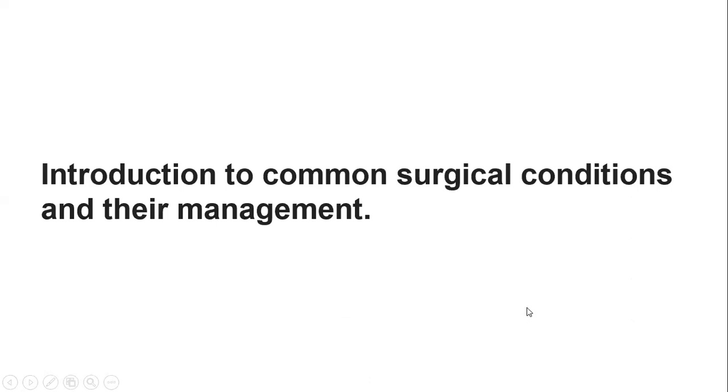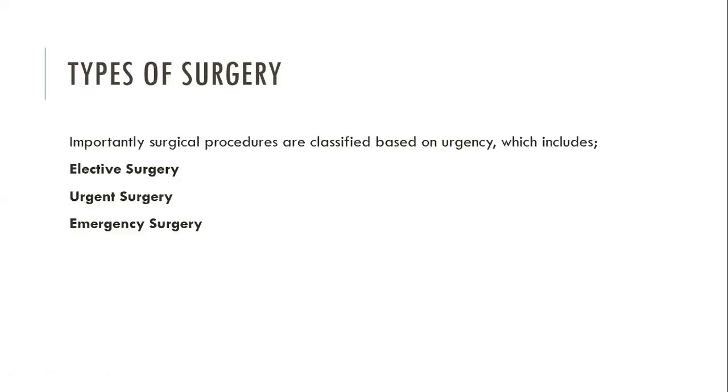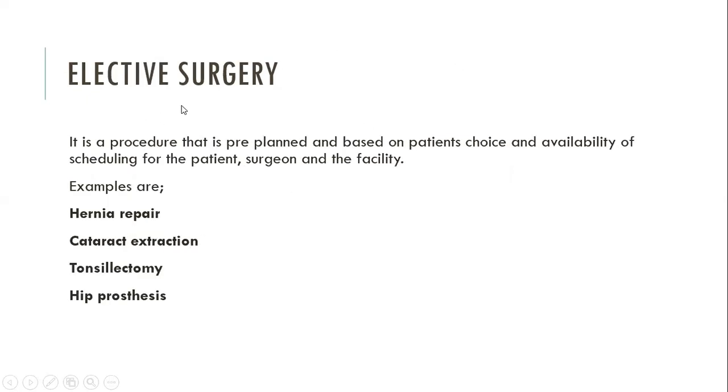So, introduction to common surgical conditions. This is the last topic in which we will be learning about a few common conditions that are mostly seen in the general surgery field. Firstly, before going to the common diseases, we must learn that surgeries are done based on urgency. Like there are elective surgeries, and there are urgent surgeries, and there are emergency surgeries. So you must know the difference between all these surgeries.